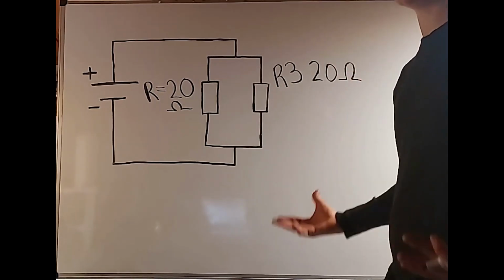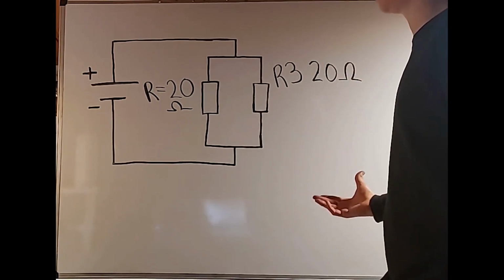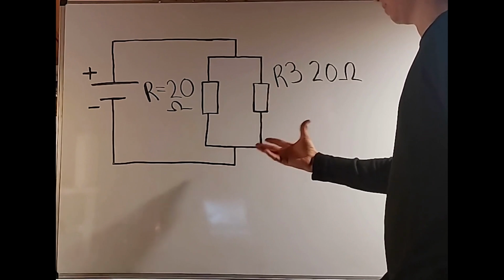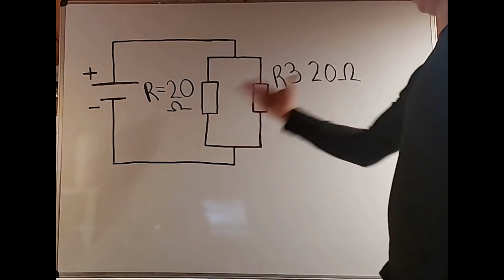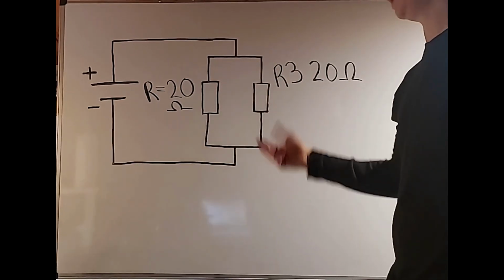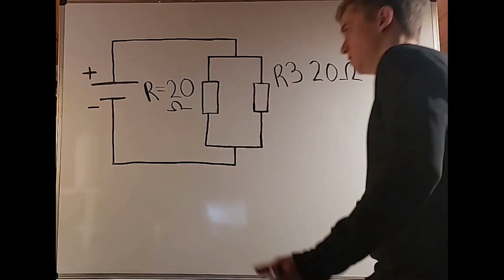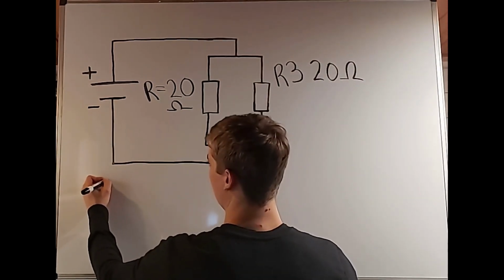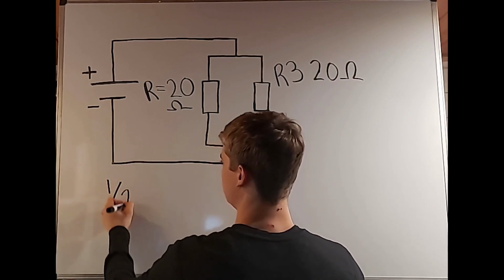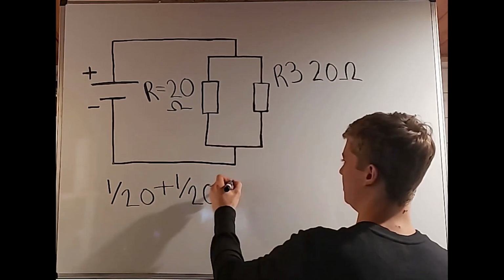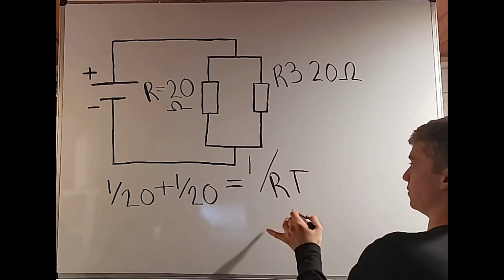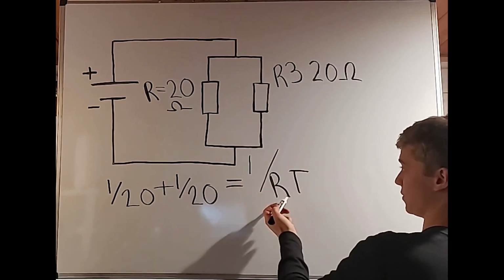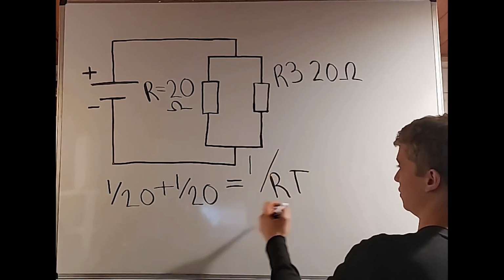So now we can simply solve for this. Like if we just had two resistors that are in parallel with each other, R1 is 20 ohms and R2 is also 20 ohms, because we see it's still in parallel. So we're just going to treat it just how it looks, and we're going to do 1 over 20 plus 1 over 20, and that's going to equal our R total, but we're going to have to do 1 over that number to get our actual R total.